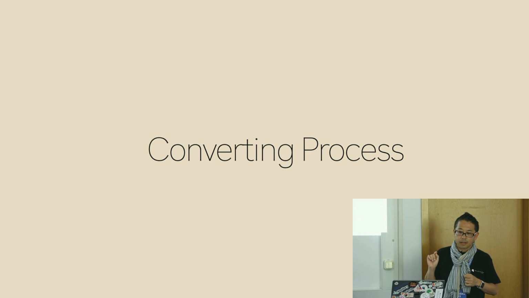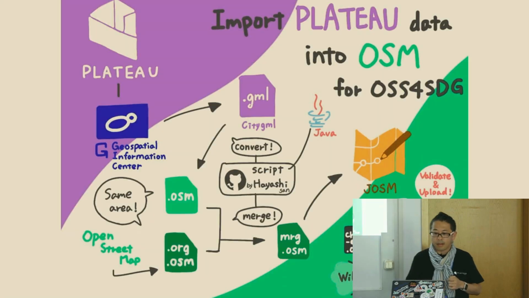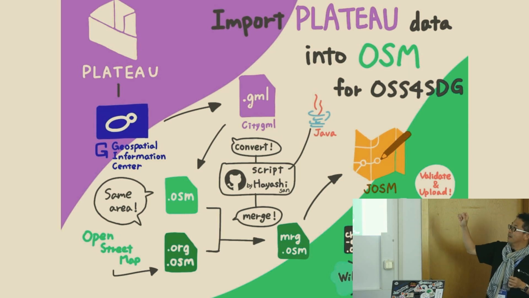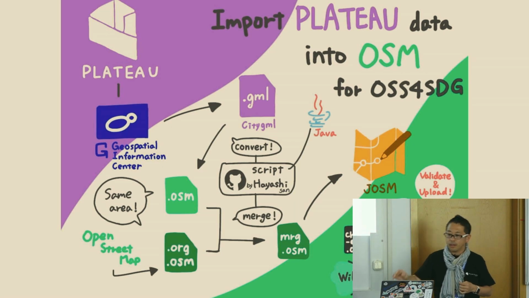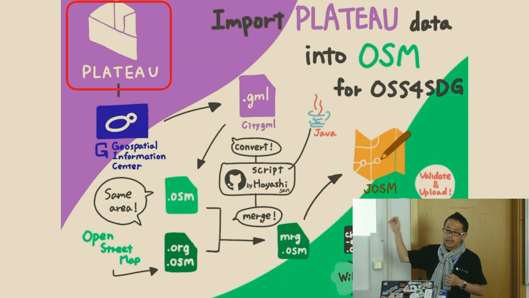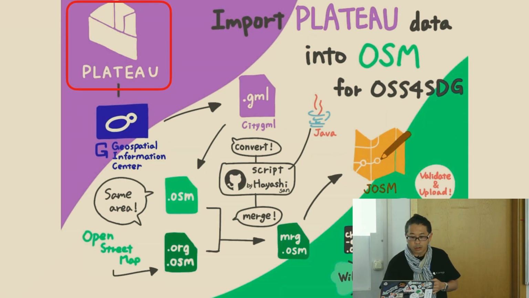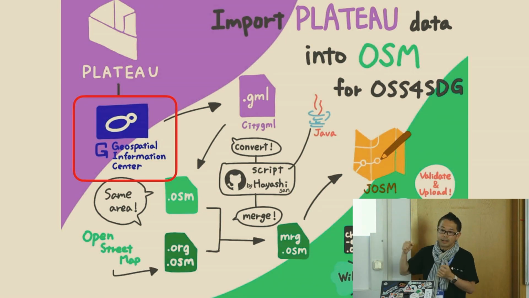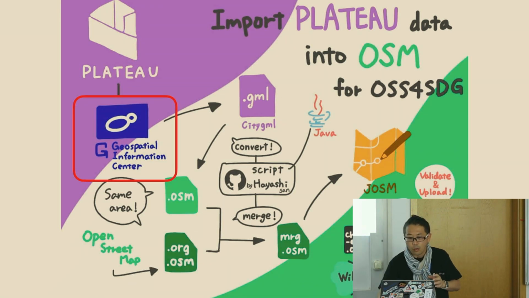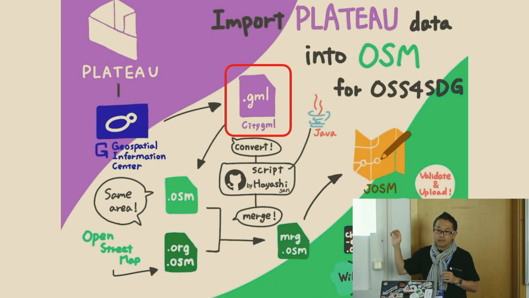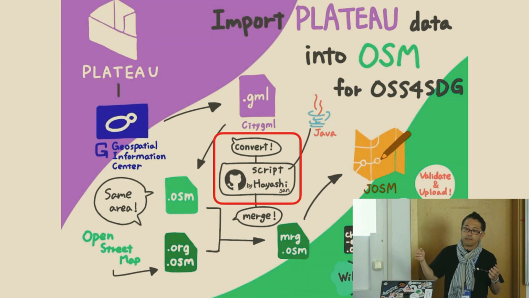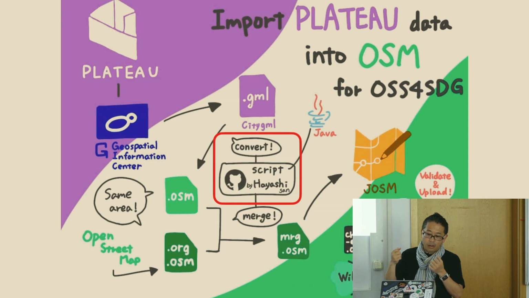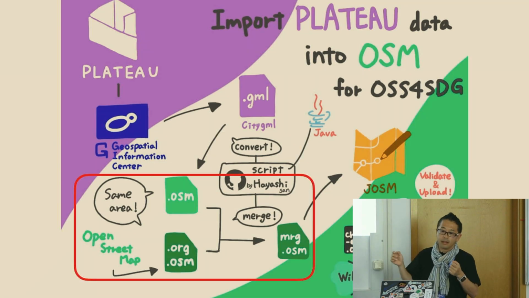So next, the converting process. This is a very simple rough graphic recording of how to convert PLATEAU data to OpenStreetMap. If you get PLATEAU data from the Geospatial Information Authority in Japan, you get very huge CityGML files like this. Then we can run our original converter, and after that we make the first OSM data.